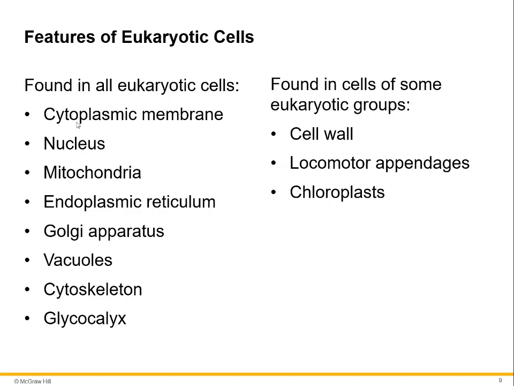And like I said, cytoplasm is found in all cells. And then in some eukaryotes, we have cell wall, locomotor appendages, and chloroplasts.